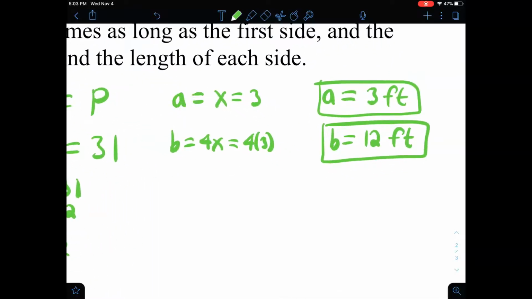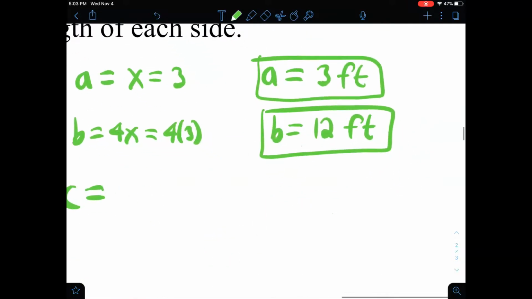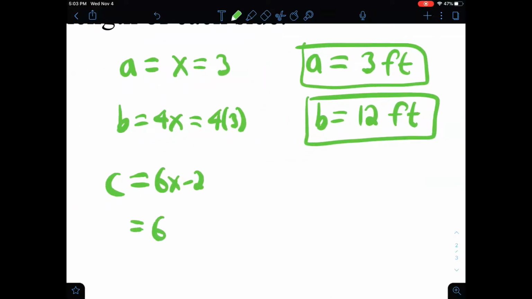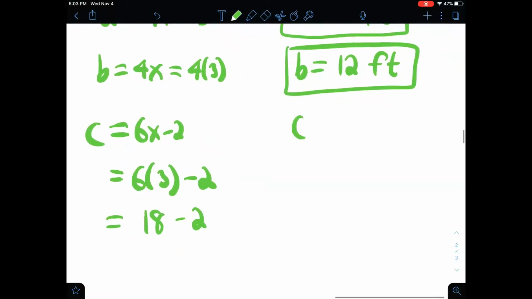All right, so this is A. Then we had C, which was 6x minus 2. So we have 6x minus 2, which equals 6 times 3 minus 2, right? We're just plugging stuff in, because x equals 3, so we're just plugging in to solve now. So it's going to be 18 minus 2. So C is going to be equal to 18 minus 2, which is 16 feet.